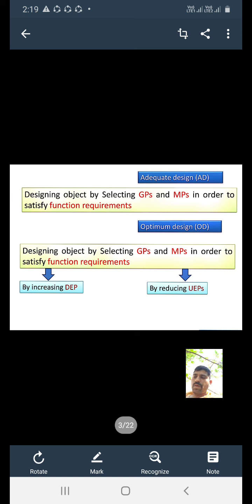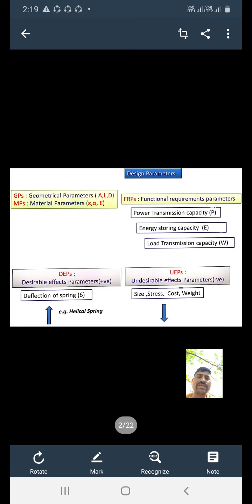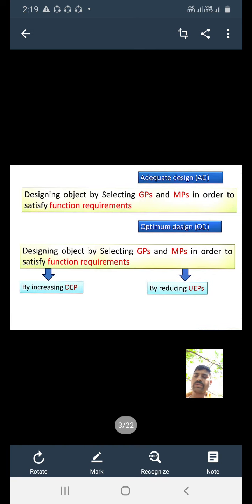In the optimum design, for example, the mechanical element satisfies the functional requirements and the undesirable effects are kept within the tolerance limit. Tolerance limit means we consider the size, stress, cost, and weight. Okay, then next.